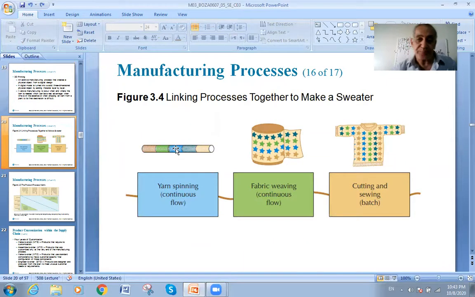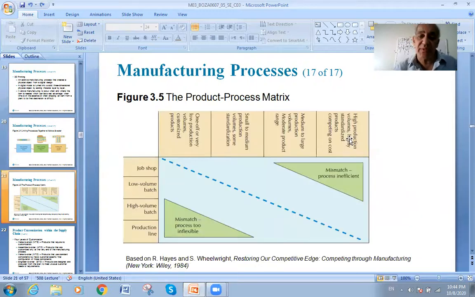So 3D uses the advantage of technologies in producing. Like you see here, the threads are changed into fabrics, and from the fabrics it's stitched and done like a pullover or materials or whatever. Here it shows me the manufacturing process, the product process matrix. Here are the types which we talked about: the job shop, the low volume batch, high volume batch, and production line, the four types of production.